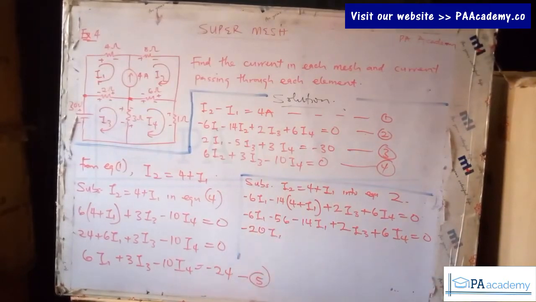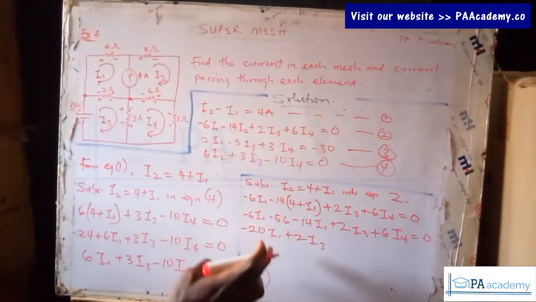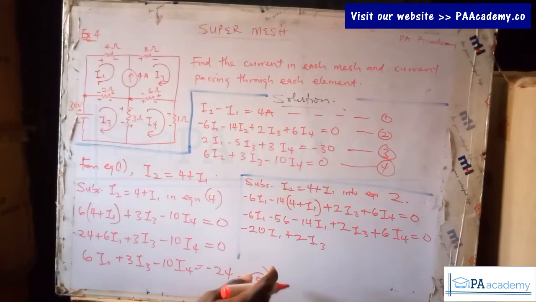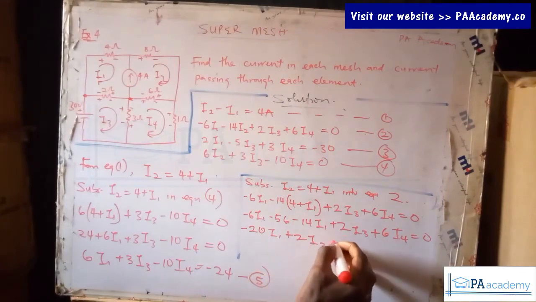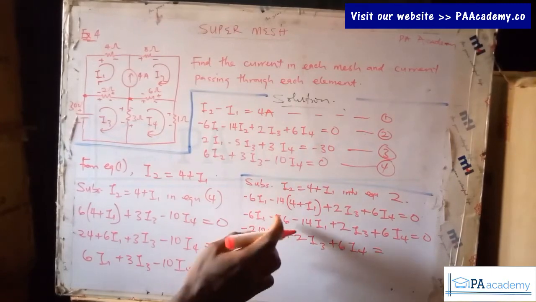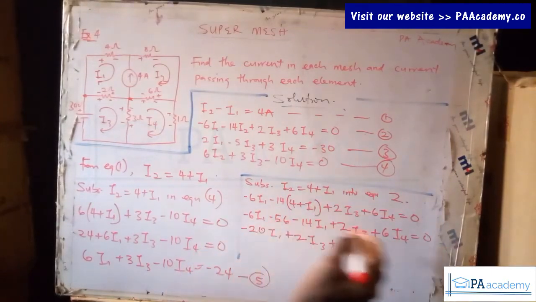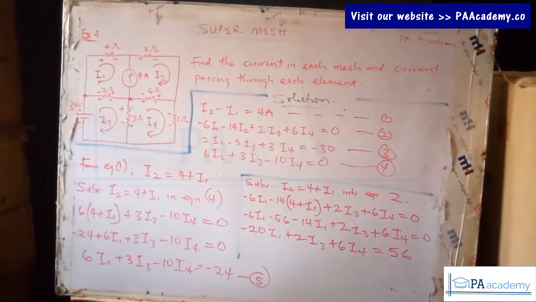So for I3, we have 2I3, so that will be plus 2I3. And then for I4, this is the only I4 we have here, plus 6I4. Then equals, now we have minus 56 here. If you bring it to the other side of the equals sign, it becomes 56. So we will take this as our equation 6.